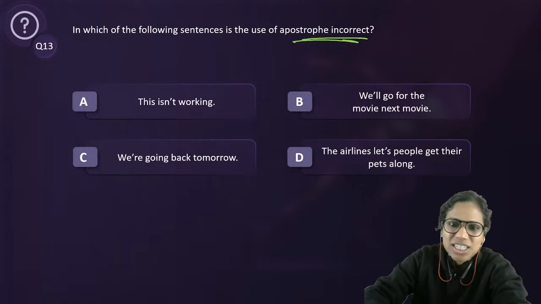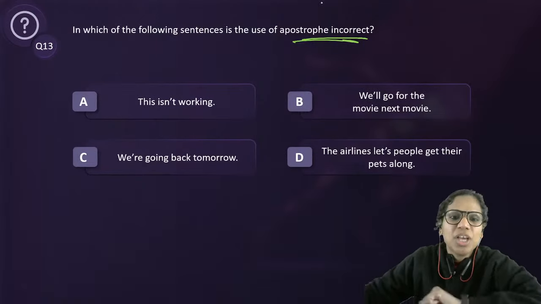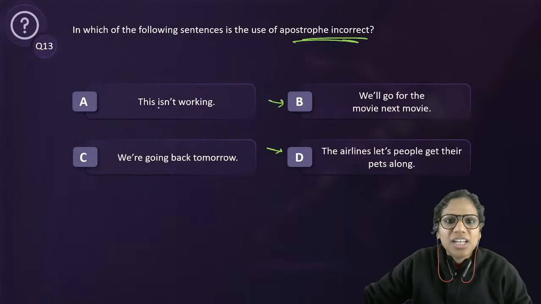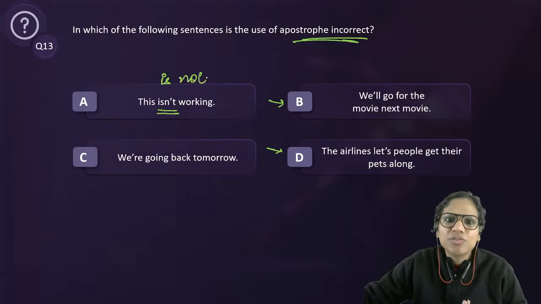Okay, B versus D. All right. B versus D again. Okay, so this isn't working. We have just contracted it and said this isn't working. It's a contraction, so this is fine.